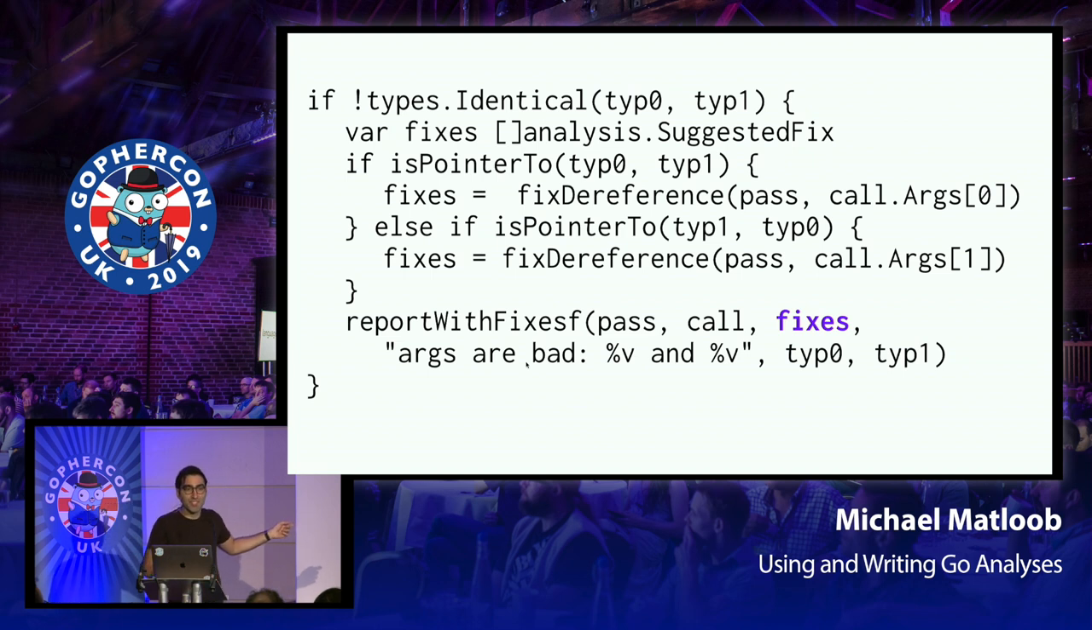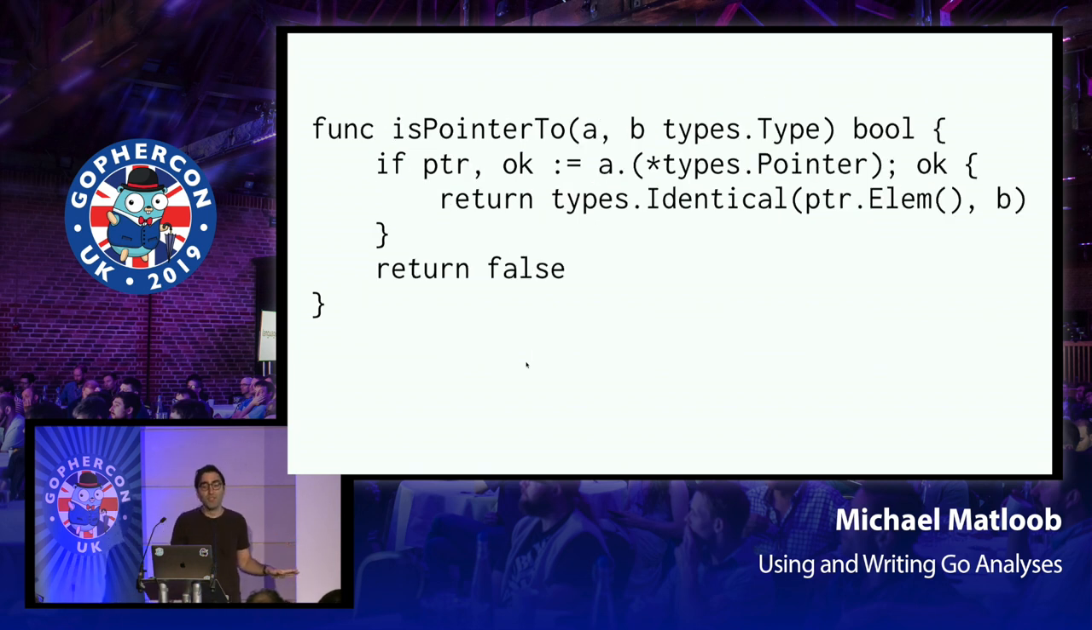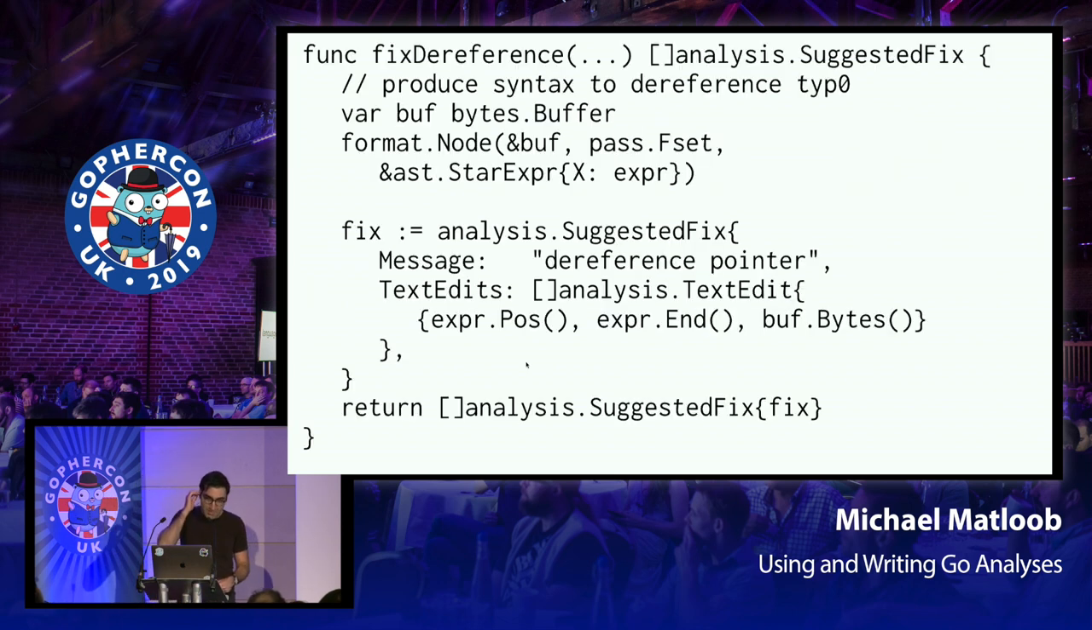So we have a bunch of helpers here. Let's take a look at them, right? We have isPointer2, we have fixDereference, and we have reportWithFixesf. So isPointer2 is pretty straightforward, if you know the types package. So we're going to see if our type is a pointer type. And if it is, then we'll check to see that the pointer's Elem, which represents the type the pointer is pointing to, is equivalent to the second type using types.Identical, which we did before. So this is how we check that one type is a pointer to another type. Next, this is how we generate the fix.